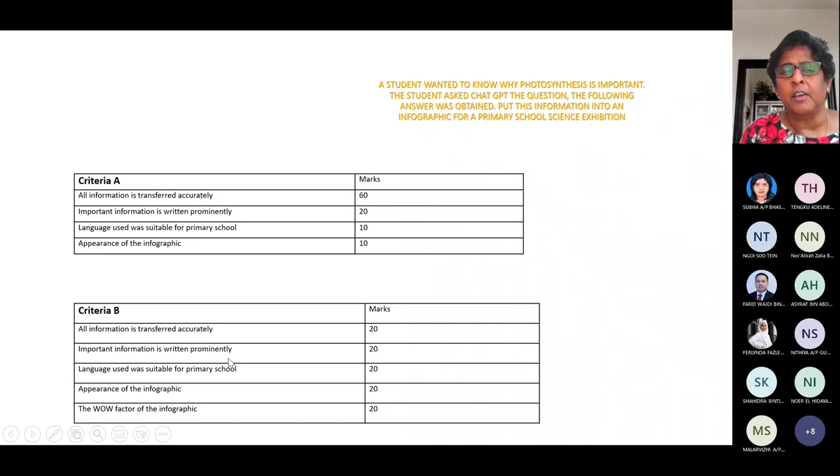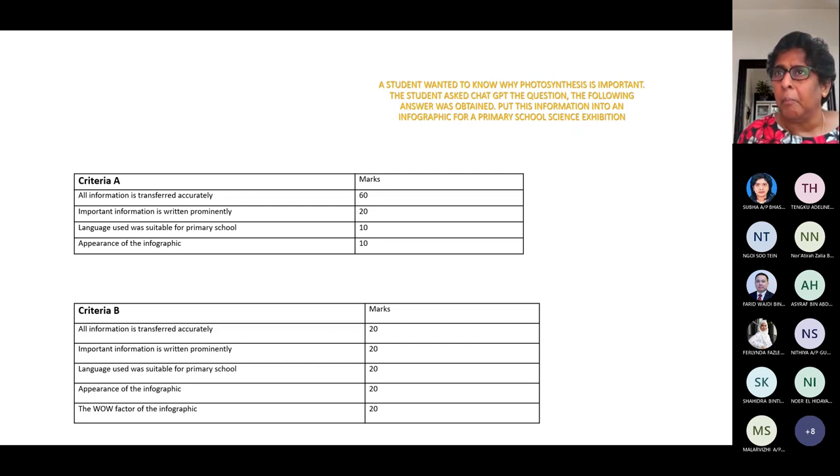Important information is written prominently, full marks. Okay, then language use was not suitable. Say zero. Information infographic, zero. Wow factor, zero. They did a lousy infographic. Okay. But this student will only get 40 marks and it's considered a fail.